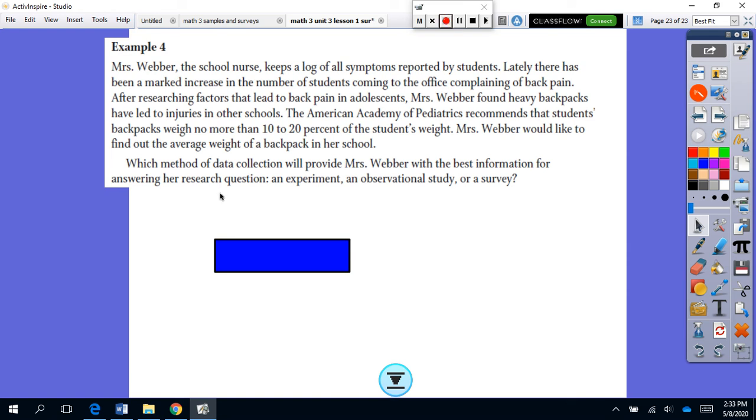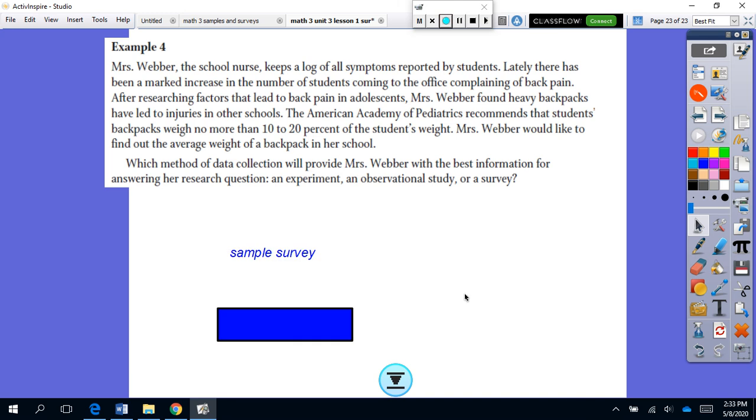So what is she going to do? Well, is she going to go around and observe the weight of the backpacks? How could she do that? Is there a treatment here? No. So this is actually a sample survey. You could ask every kid in the school, but you might as well just ask a sample of students in the school.